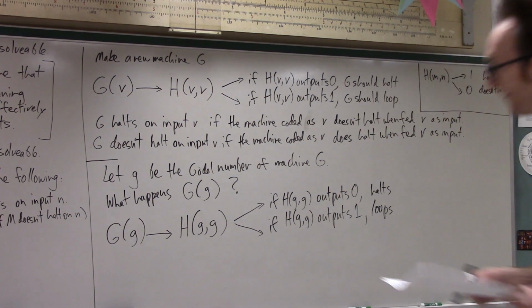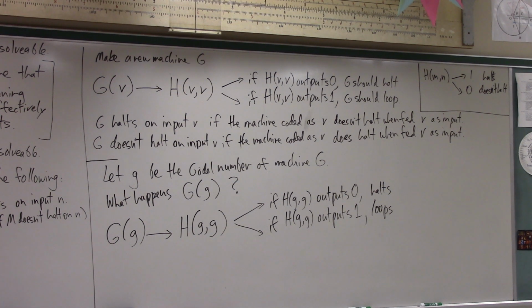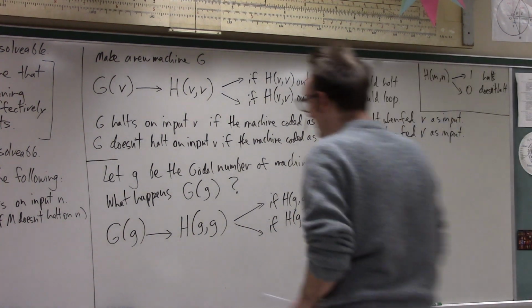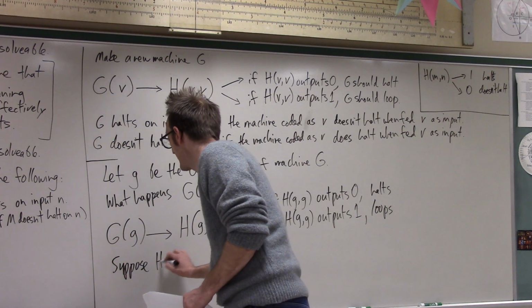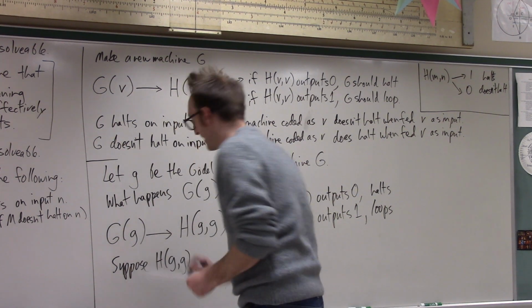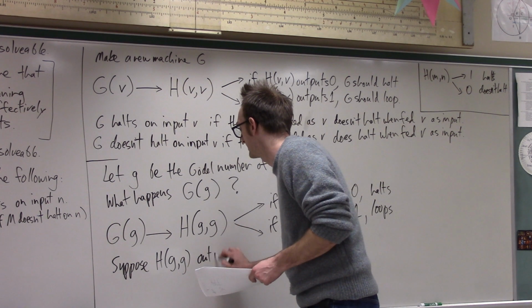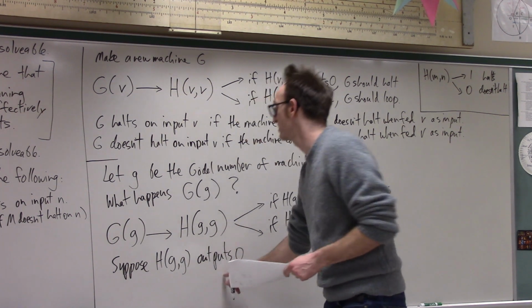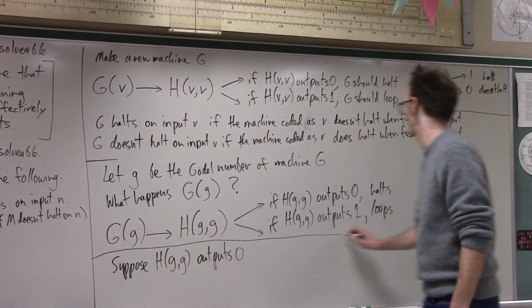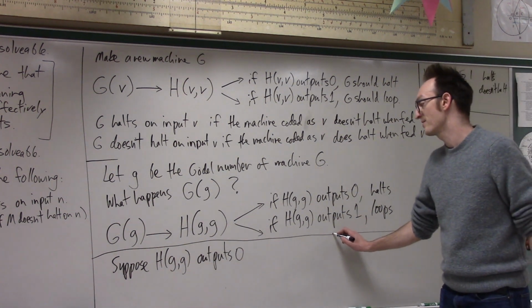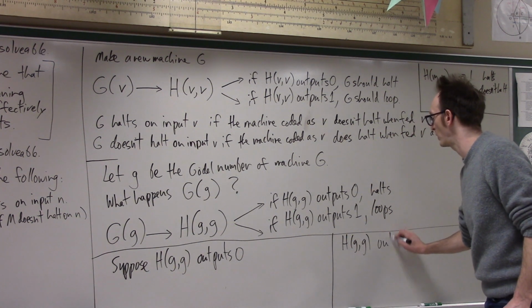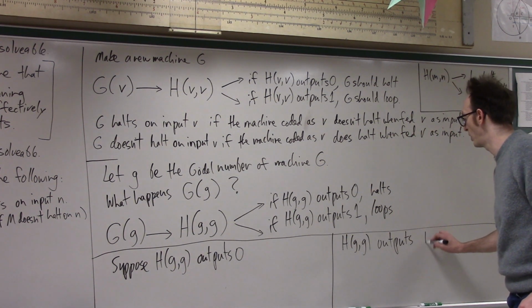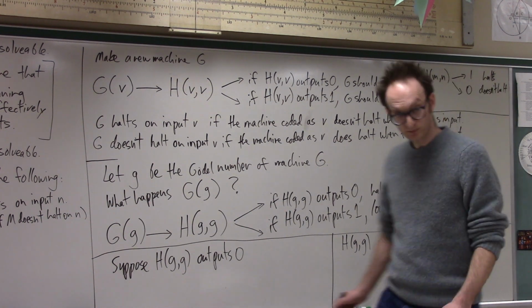Okay, but now both options lead to a contradiction. Maybe we'll just talk this out instead of writing it, because I've run out of board space. So the two options are that HGG outputs 0 and that HGG outputs 1. And I'm going to show that both are impossible.